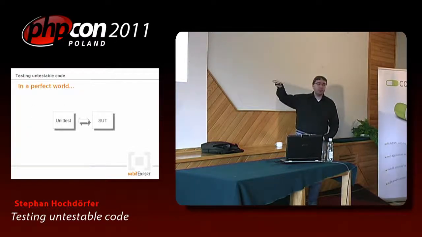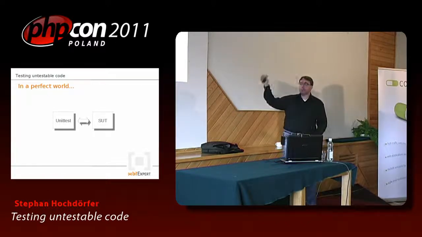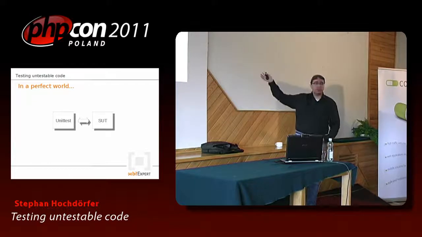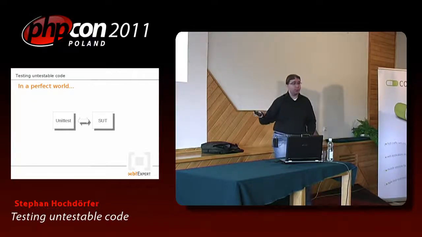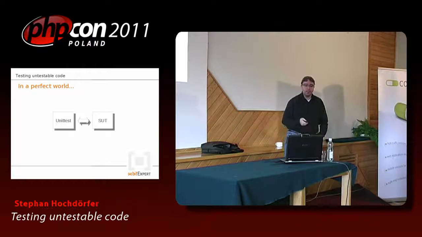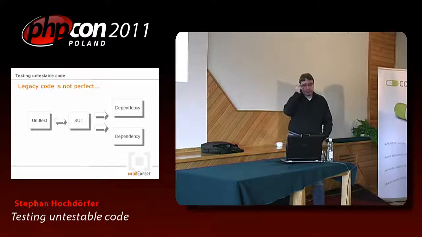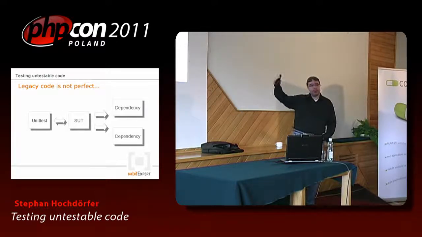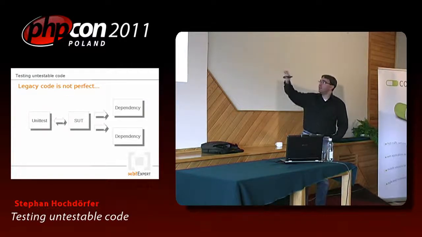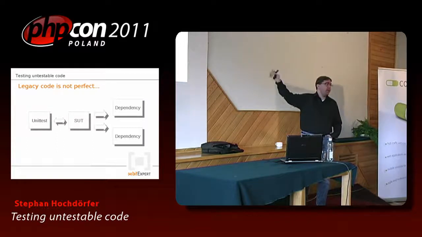So in a perfect world, you would have your unit tests on the left. You would have the system under test, or the class you want to test, on the right. The unit test directly interacts with the system under test, and everything's working fine. You call your method and compare the returning values. Unfortunately, we're dealing with legacy code, and legacy code is far away from being perfect. So in this case, we have the system under test, the class we want to test, and its dependencies. What we do in this case is we do not test our class. What we do is we test our class and the communication with its dependencies.